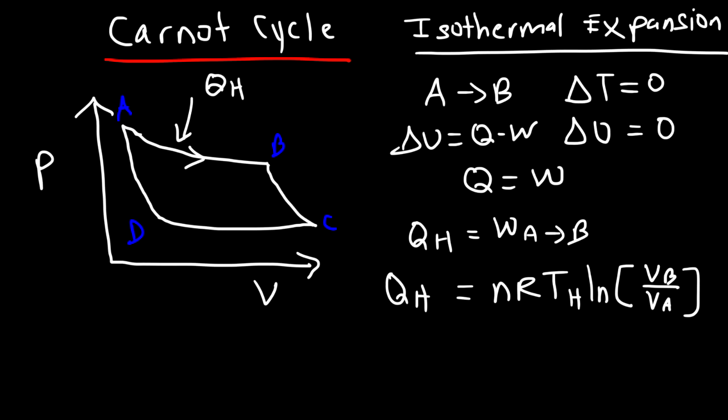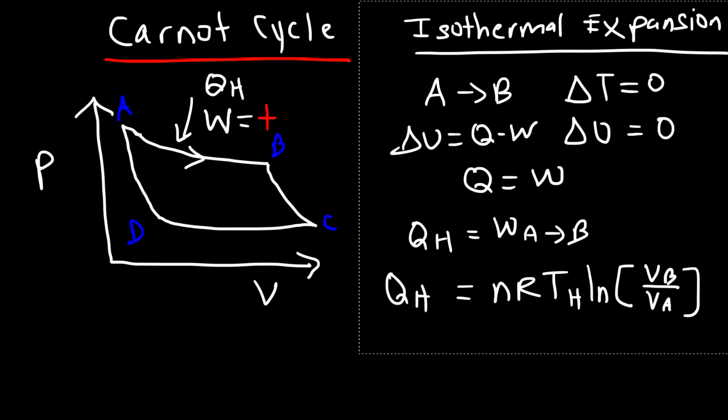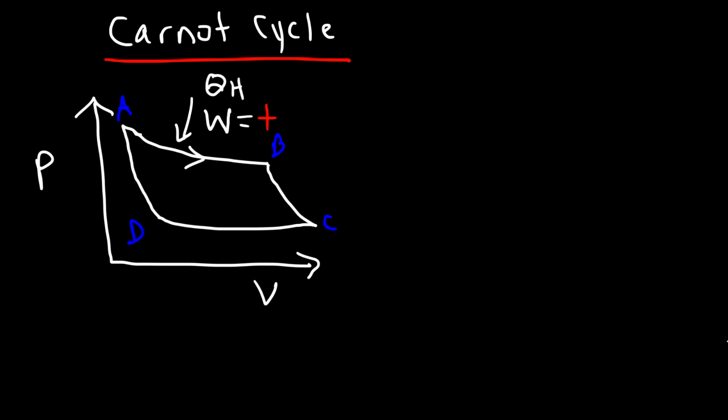Now, it's important to understand that the work done for any expansion is always positive, and for a compression is negative. So from A to B, we have an isothermal expansion, so the work done by the gas is positive. Now let's move on to the next step. Let's focus on B to C.